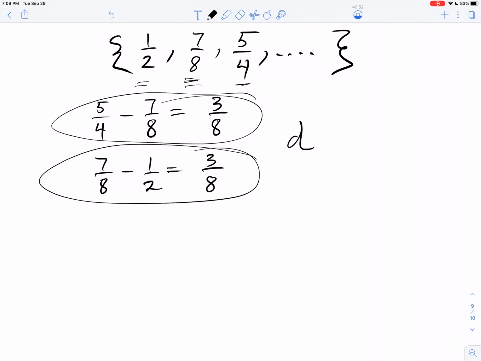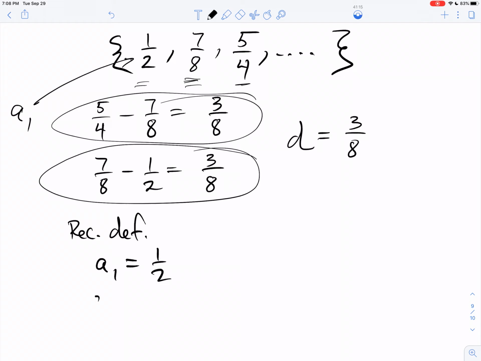I know my common difference is 3/8. I already know by looking at it that that is my A1. So now if somebody says, hey, find the 50th number in the list, I am not going to say, oh, I could find the 50th number. Just let me write a good old-fashioned recursive definition, because when I write one of these, it's super easy to use this format to come up with the 50th number.